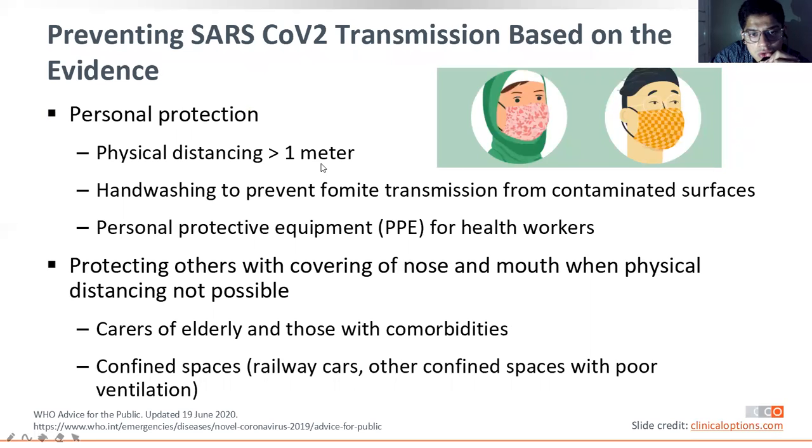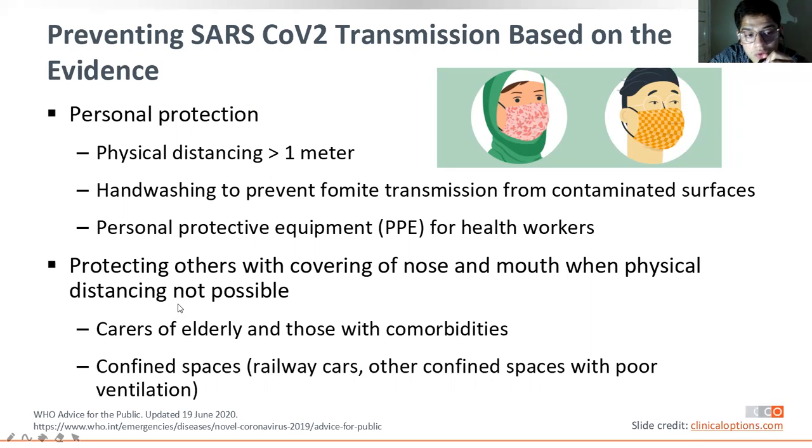or wash hands, since hands transmit contamination from surfaces. By washing their hands and cleaning the surfaces before they touch them, and by personal protective equipment, PPEs. This is the PPE especially for health workers, which is very special equipment for them. And protecting others by covering the nose and mouth, and by physical distance.